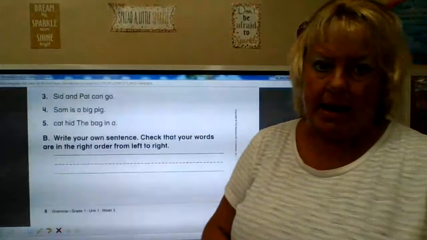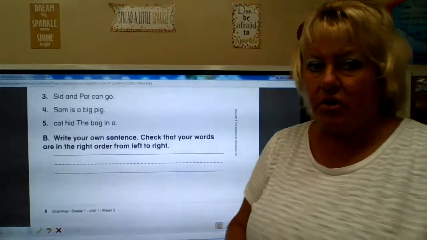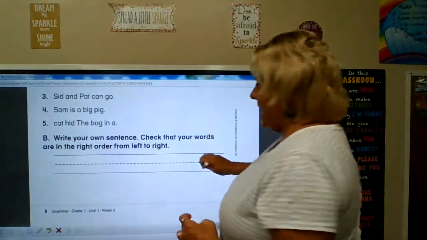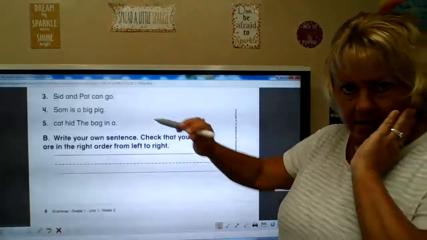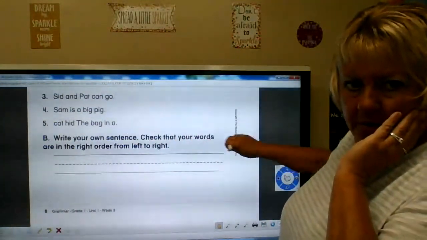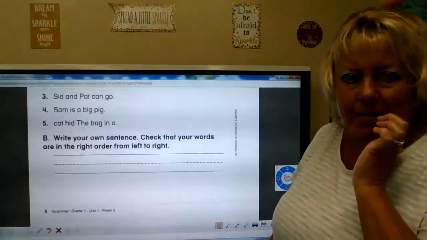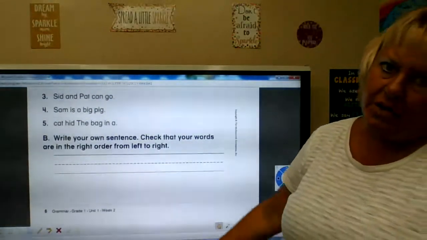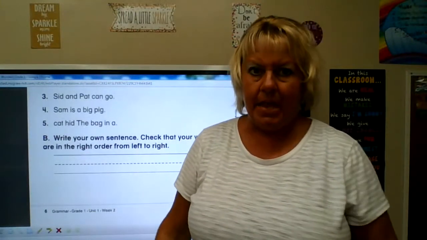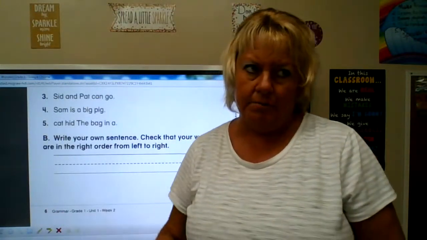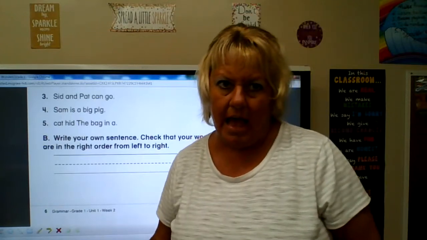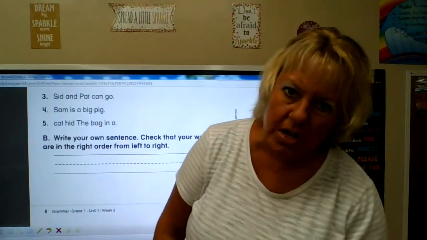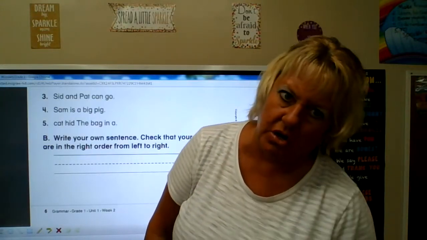Okay, now we're going to write our own sentence, making sure that our words are in the right order from left to right. So we write how we read, in the same direction. We're all going to start with the same two words because I don't want you to use I. Because first graders like to use I all the time. I went to the store. I rode my bike. I like pizza. I flew a kite. Well, that's okay, but there are other people in the world besides you. So we don't want all the sentences to start with I.